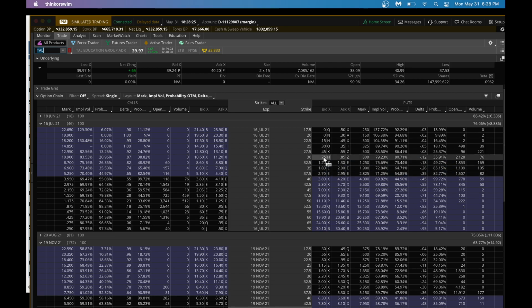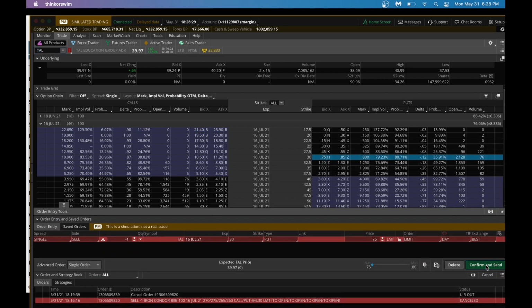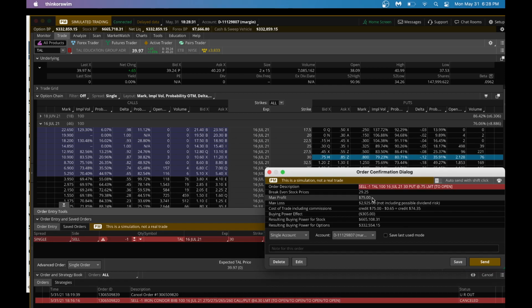If you want to sell a put option outright, you could sell it. You could collect 75 cents, or $75. If the stock stays above 29, you'll break even. If the stock stays above your $30, you get to keep your entire money. So that's one way to play. I think with this, your buying power effect is 305. Your max loss is 2925. So this is one way to play.